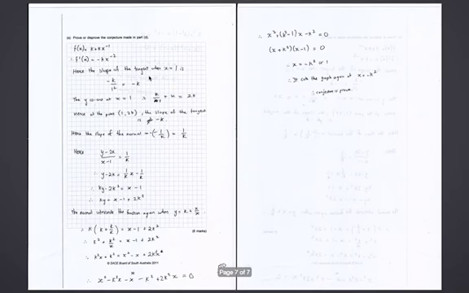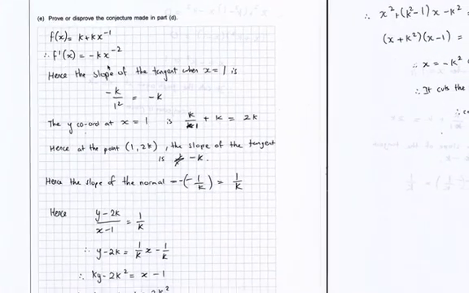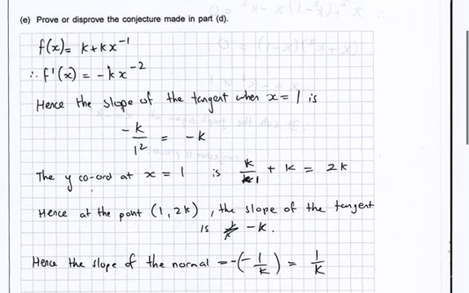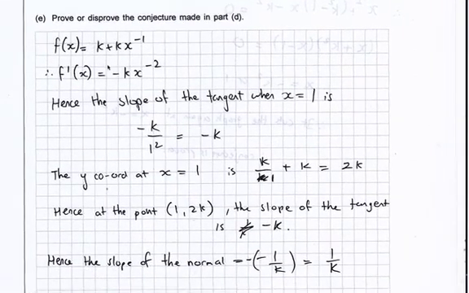Oh, that went a bit small. We're asked to prove or disprove this conjecture found in Part D. This is a 6-mark question, and a bit of algebra, so I recommend hanging in there. If you have any questions about what's ahead, because it does get a little bit complex in some parts, then let me know. So, prove or disprove the conjecture made in Part D.